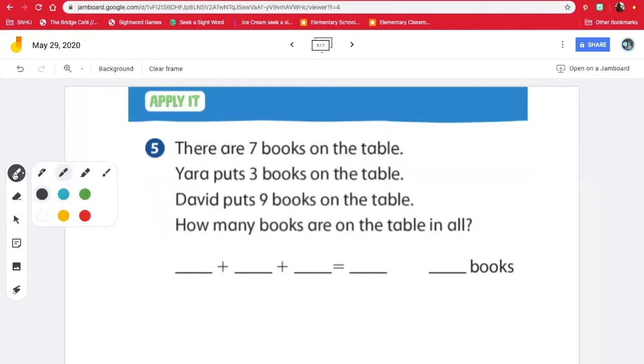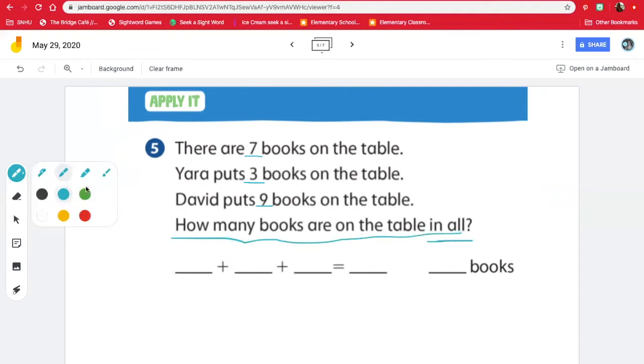Here's another problem for today. It says there are 7 books on the table. Yara puts 3 books on the table. David puts 9 books on the table. How many books are on the table? The numbers that I see are 7, 3, and 9. And the question's asking, how many books are on the table in all?